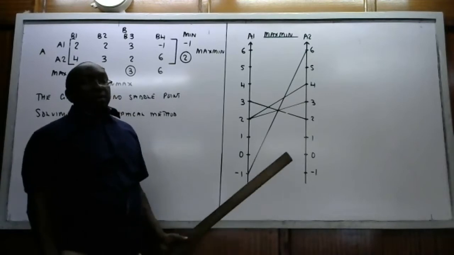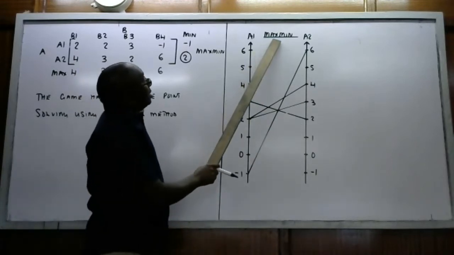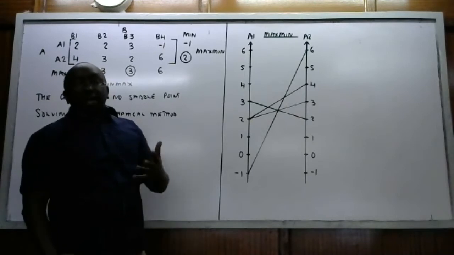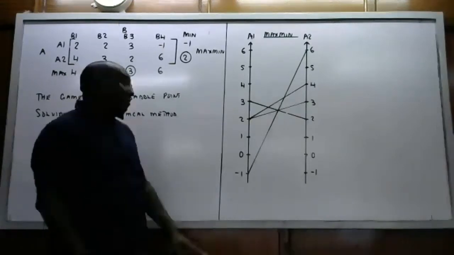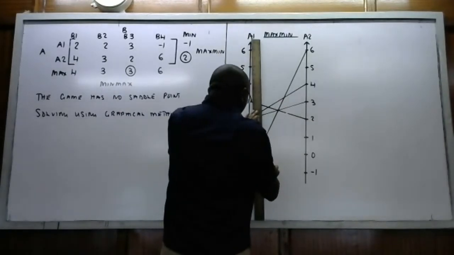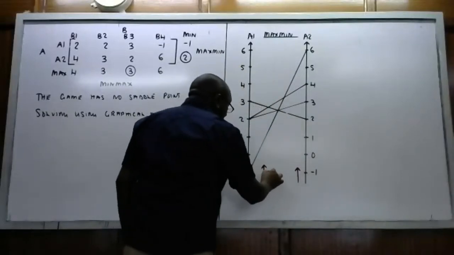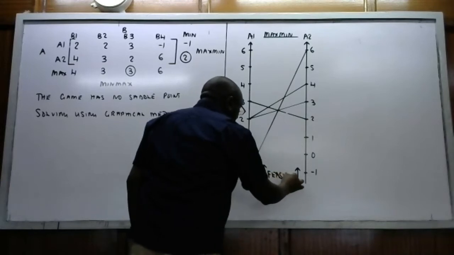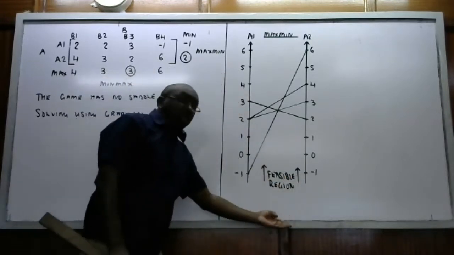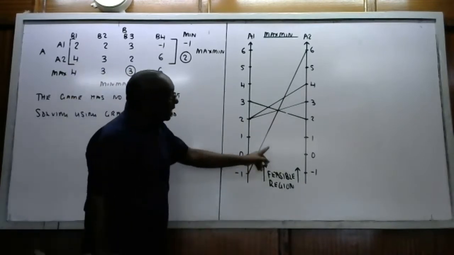When you draw, you now argue this way. This person is trying to maximize the minimums. So someone who is maximizing the minimums is already in the region of minimums, and minimums go down. So this fellow is down here trying to go up. And this is what we call the feasible region. So he will go up to the farthest corner, which is this one.